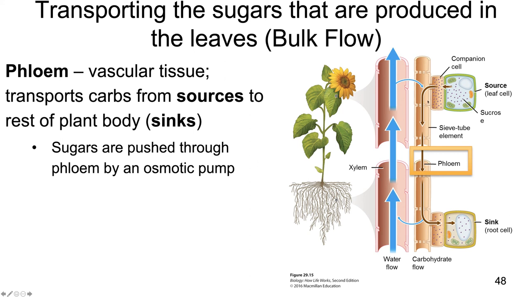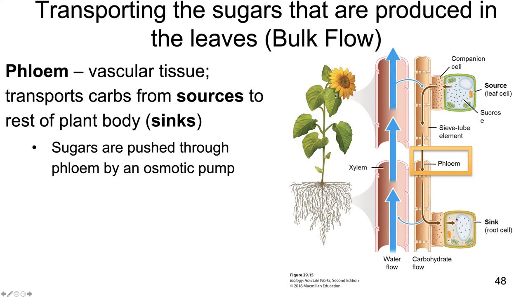And so basically the plant regulates concentrations so that water through osmosis is flowing from source areas to sink areas, following the sort of higher to lower concentrations of sugars, and that will cause the water to flow from sources to sinks. That water will bring the sugars down through the phloem into the sink cells.